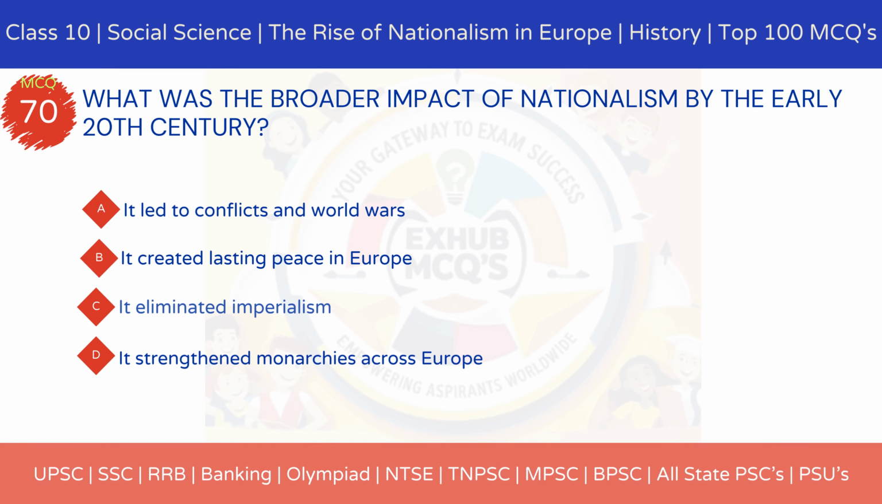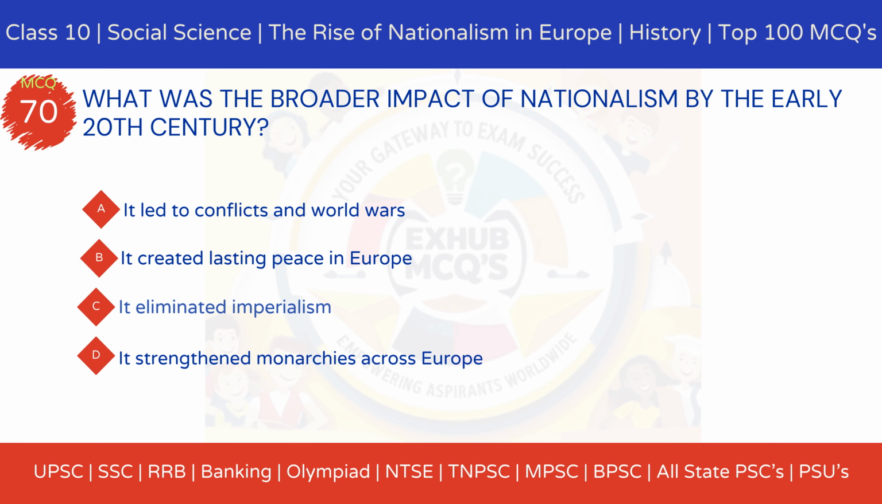MCQ 70. What was the broader impact of nationalism by the early 20th century? Option A. It led to conflicts and world wars. Option B. It created lasting peace in Europe. Option C. It eliminated imperialism. Option D. It strengthened monarchies across Europe.